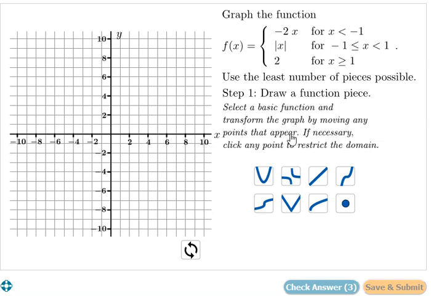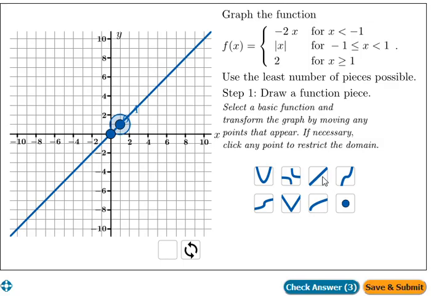So we have this piecewise function again here, and we are to graph it. First we're going to graph it by hand, which I did. And then we are going to take that information and graph it here, which is what we're doing now. So we are starting with the linear function.